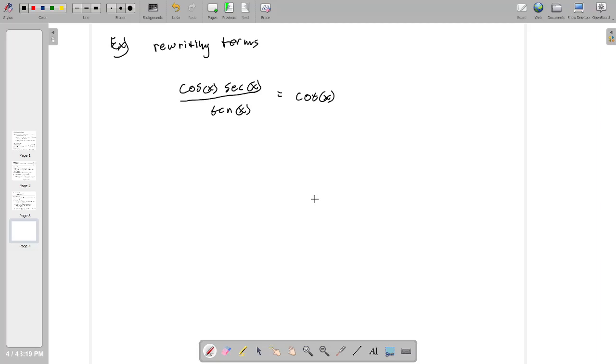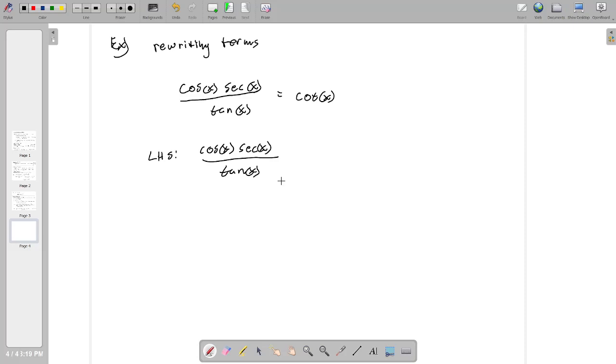Now, we might not know if this is actually a true identity or not, but we have to assume that it is, and we try to get from one side to the other. And I'll go over how to disprove a quote-unquote identity in a bit. But for right now, we're going to go ahead and just prove this identity. This is actually an identity. So we start with one side. Generally, you want to start with the more disgusting looking side. And in this case, obviously, it's the left side. So we start with the left-hand side, which is cosine of x times secant of x divided by tangent of x.